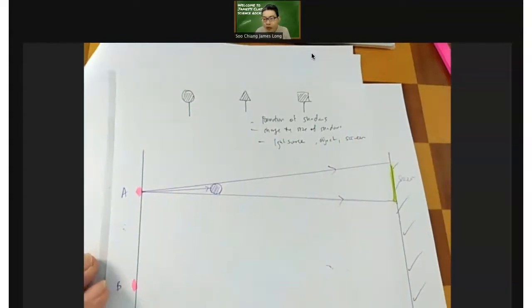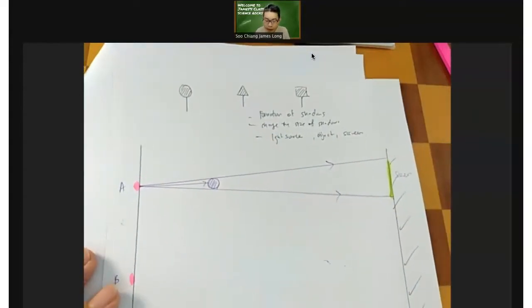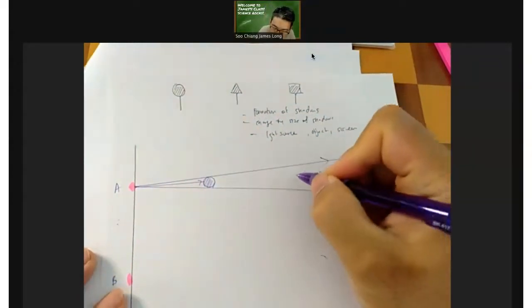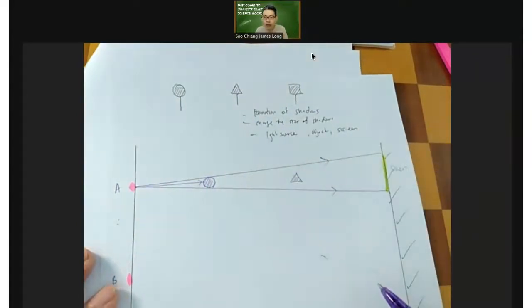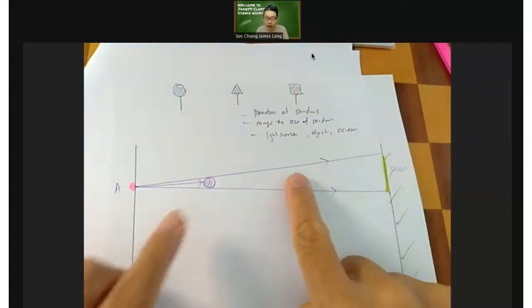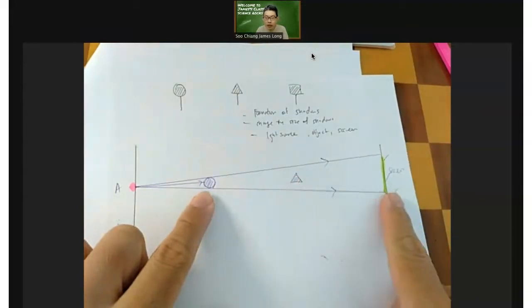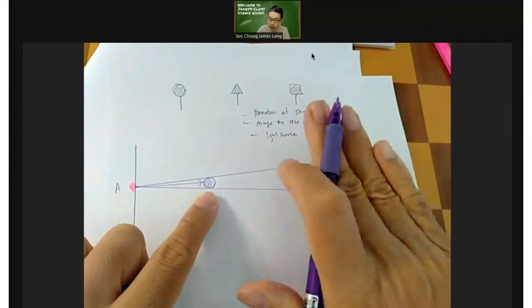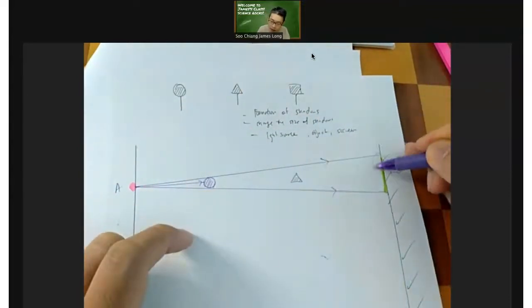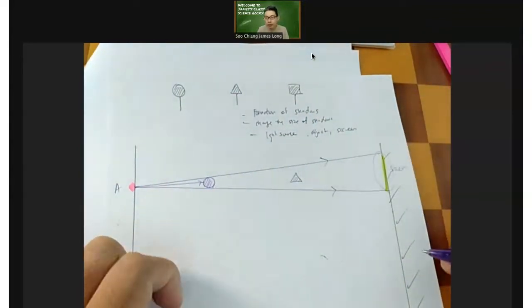So what if I were to now place an object that is further away from the light source? Let me try to place a triangular object here. Okay, let's go back to the first one, the circular object. So what will be the shape of this shadow? It will be circular, right? If you turn the screen around and see it, you will see a circular shadow.